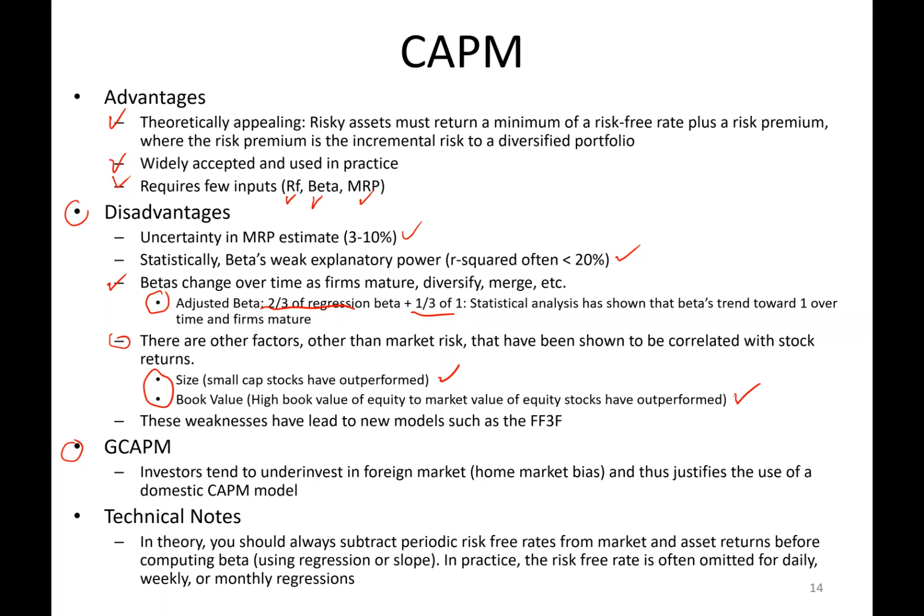A technical note. In theory, you should always subtract the periodic risk-free rate from the market and the asset returns before computing your beta. However, you'll often find in practice it doesn't have much of an effect on, say, weekly and monthly returns, so some people will simply omit the risk-free rate for daily or weekly regression calculations.